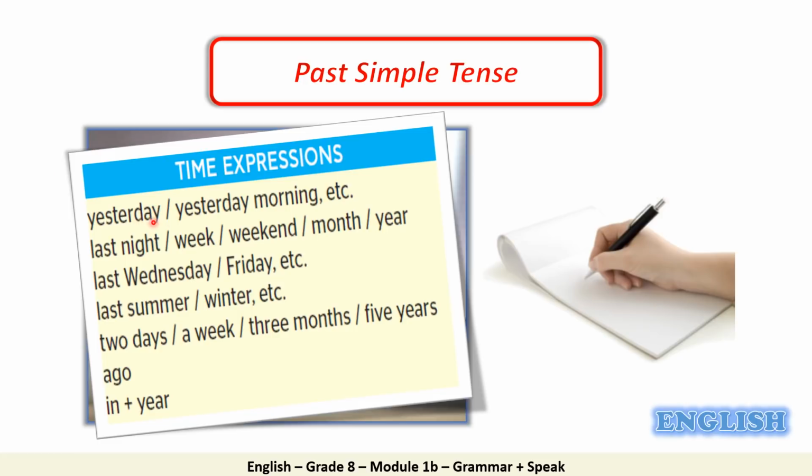Yesterday, yesterday morning, yesterday evening, last night, last week, last weekend, last summer, 2 days ago, a week ago, 5 years ago, in plus a year in the past, just like in 2015 or in 2017. Always remember that time expressions come at the beginning of the sentence or at the end of the sentence.